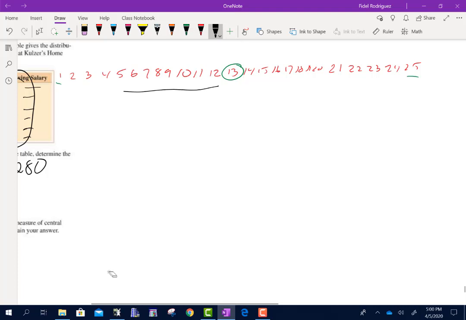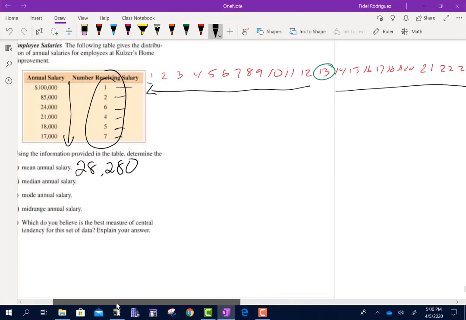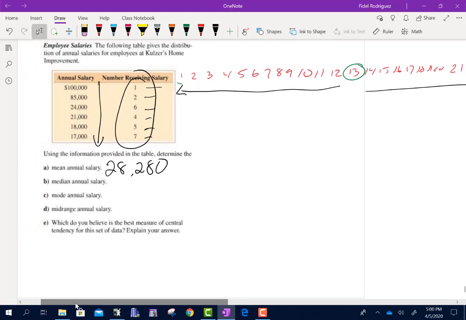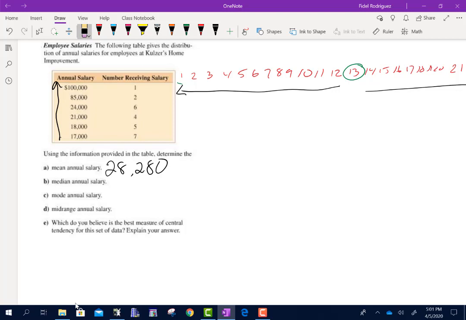If you think about this, guys, there's 12 employees that way, and there's 12 employees that way, right? So we're looking for the 13th employee. I want you to notice that the numbers are already arranged from smallest to biggest as I go from the bottom up to the top. There's 7 employees here and another 5 employees there. That's 12. The 13th employee would be in this range right here. So our median salary would be $21,000, right?